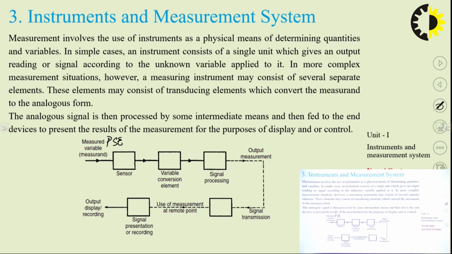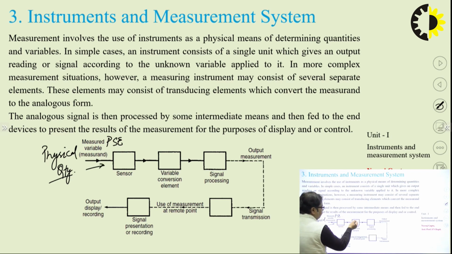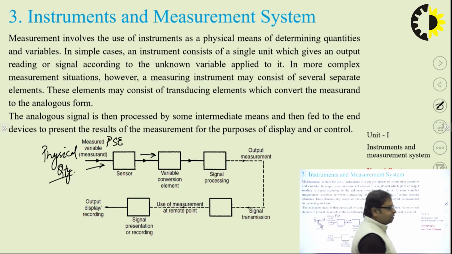Then the physical quantity is converted into some other format or some other type of energy with the help of the sensor, which is input to the variable conversion element. The type of variable is changed here in this variable conversion element. What happens with the variable conversion element? It basically changes the type of variable.